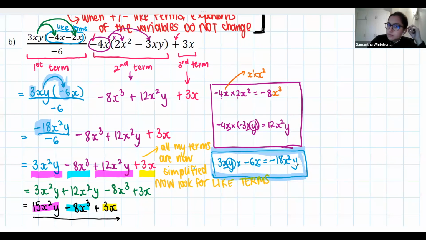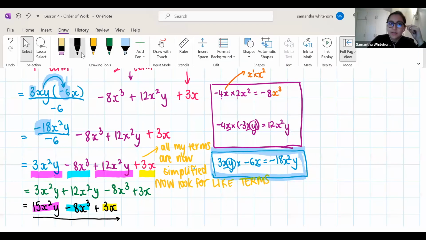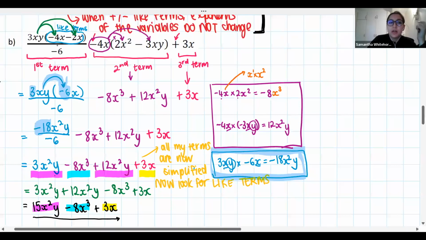Ma'am, for the first term where it says 3xy with the brackets, so we don't distribute it? You can distribute it, like I've said, but if you've got like terms like we had in the bracket, it's easier to do the like terms first. But if you distribute it, you will get the same answer. Yes, ma'am. Okay.